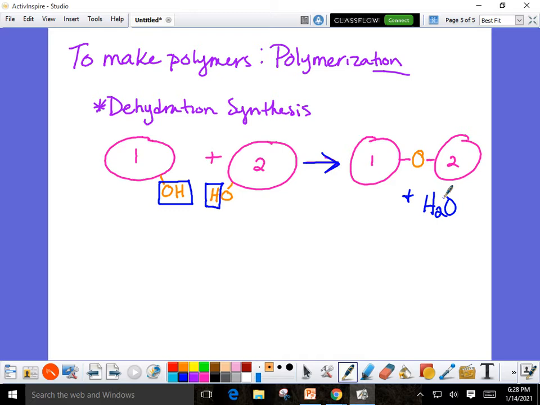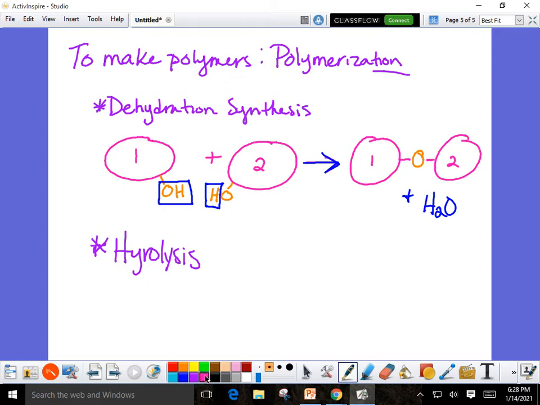But what if we want to break them apart? What if we want to separate molecules 1 and 2? Well, we're going to do exactly the opposite. And this is a process called hydrolysis. Some people call it hydrolysis. It's not incorrect. Hydro is a word that means water. Lysis means to break. So we're using water to break, and it is exactly the opposite.